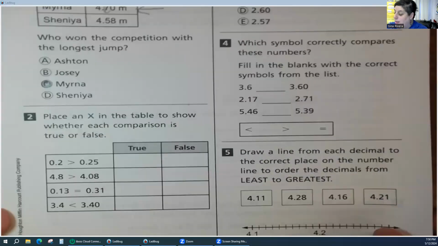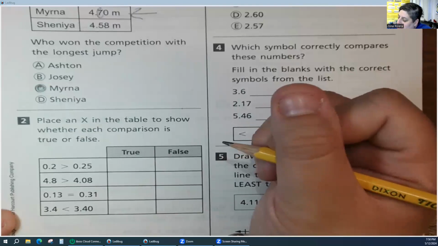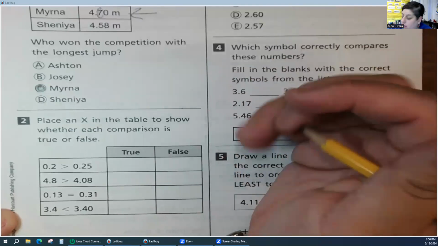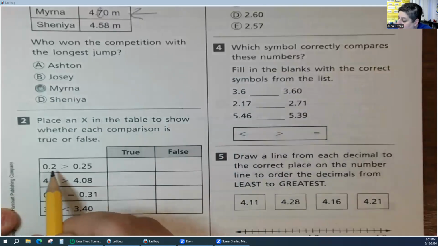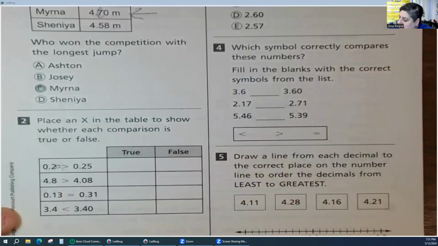Number 2. Here we go. Place an X in the table to show whether each comparison is true or false. I have to check them all. I cannot guess on here, okay? Is 0.2 bigger than 0.25? Well, if I put a 0 right there, it's kind of easy to tell. Well, that's not true because 25 cents is more than 20.